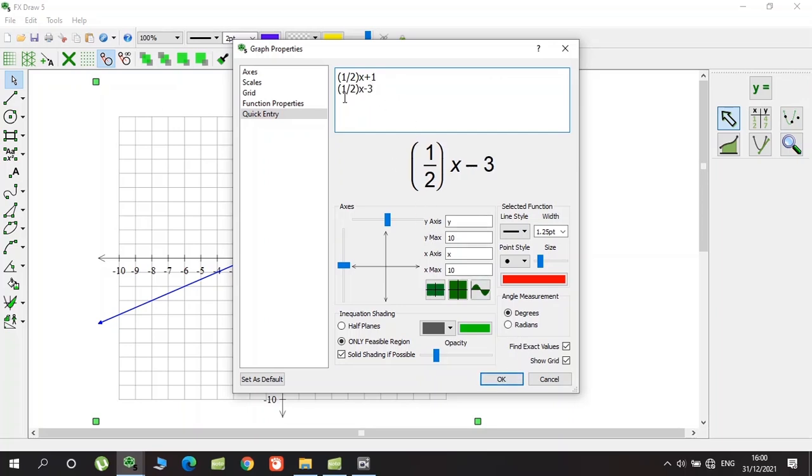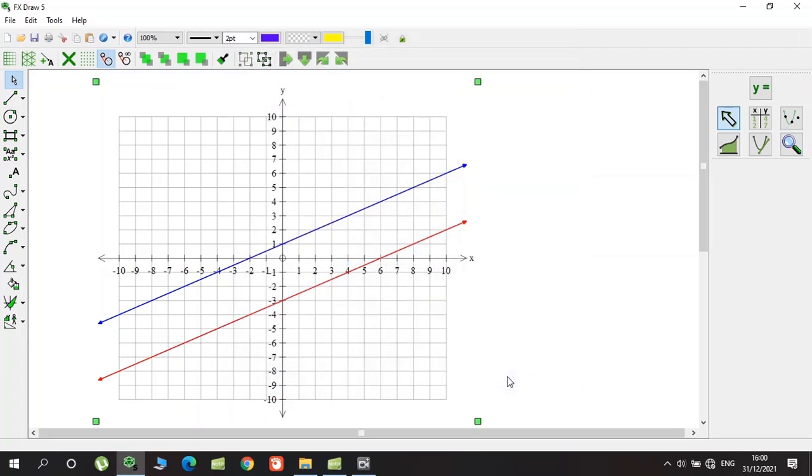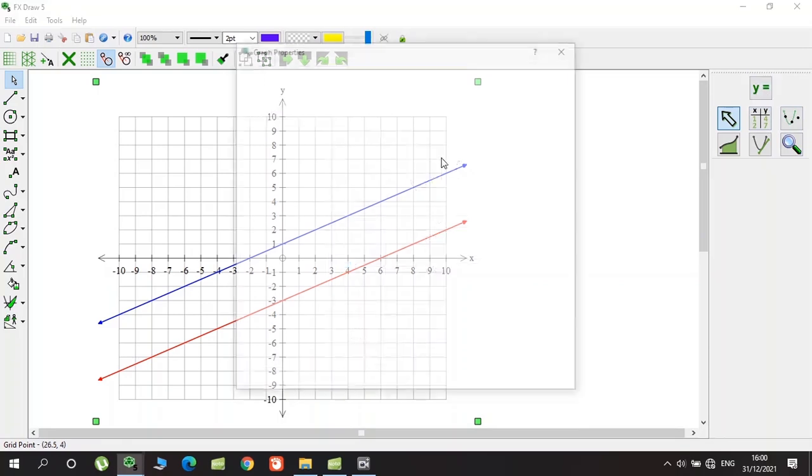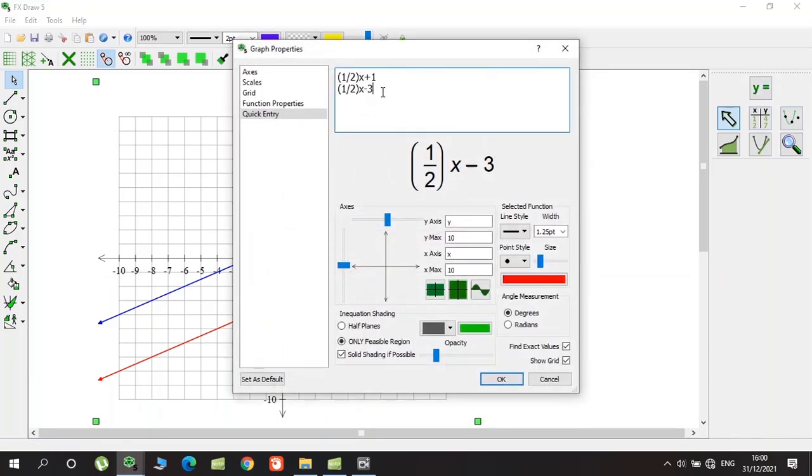So that's the slope. I'm using slope-intercept form, y equals. So 1 over 2, 1 over 2. Our slope is 1 over 2 here. Let's check. Yes, as you see, that's parallel to the second line, 1 over 2x minus 3. These are the two slopes.